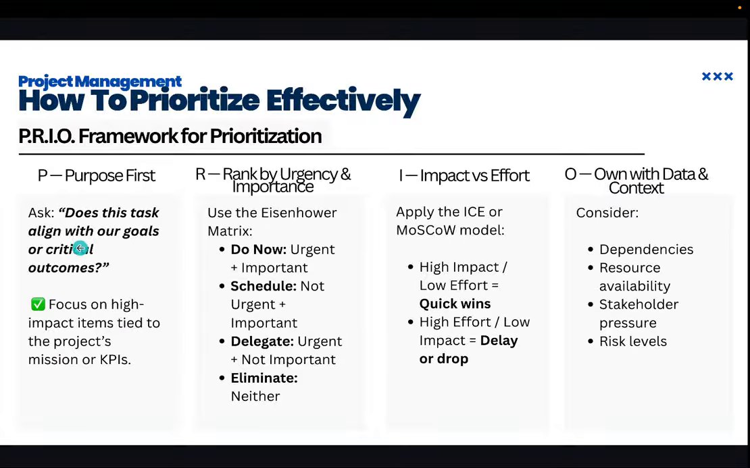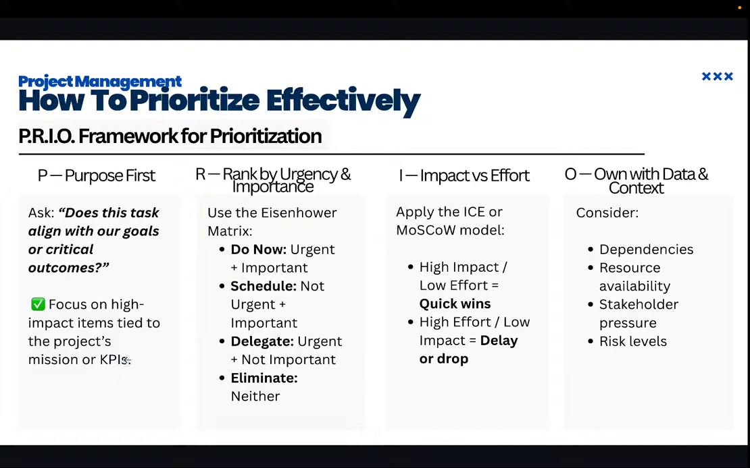Good. So purpose first. So you ask yourself, does this task align with our goals or critical outcomes? That is the first thing you need to ask yourself. Right. Good. So you need to know the purpose. If it's something that is irrelevant, you definitely don't have to go for it. Good. So you need to focus on high impact items tied to the project's missions or KPIs, key performance indicators.